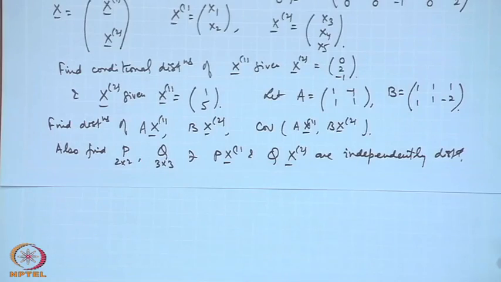So, in the next lecture I will consider a matrix distribution for the sample dispersion matrix S. So, it is called Wishart distribution and in the next lecture I will introduce this.